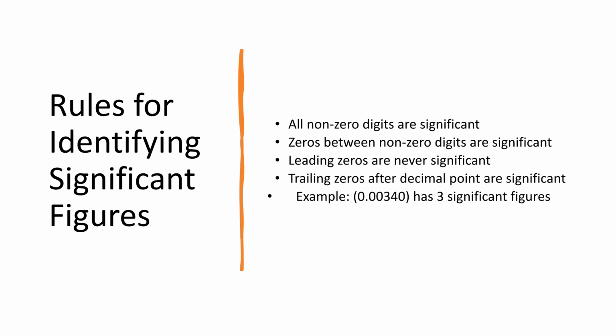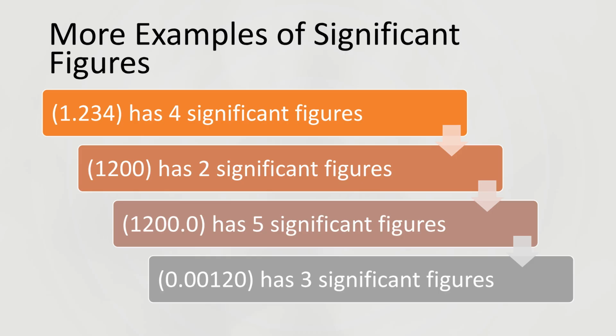For example, 0.00340 has three significant figures. Here are more examples. 1.234 has four significant figures. 1200 has two, while 1200.0 has five because of the trailing zero after the decimal point. Finally, 0.00120 has three significant figures.